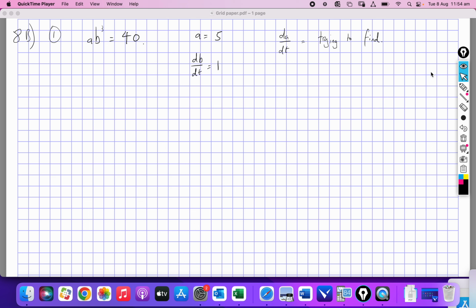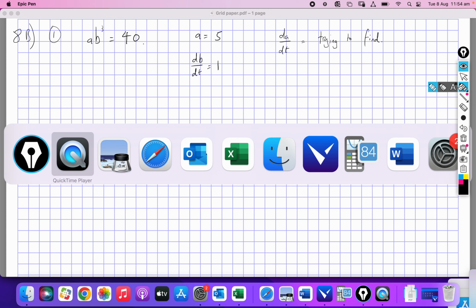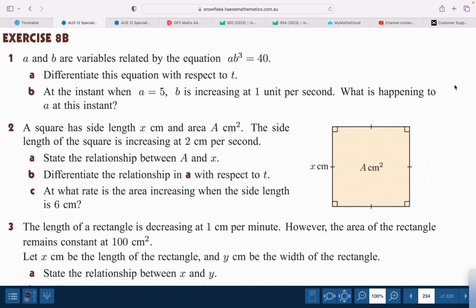Okay, I'm going to do the very first question in the exercises to hopefully explain, clarify, get you used to related rates. It shouldn't be too tricky, but this is entirely new for you guys.